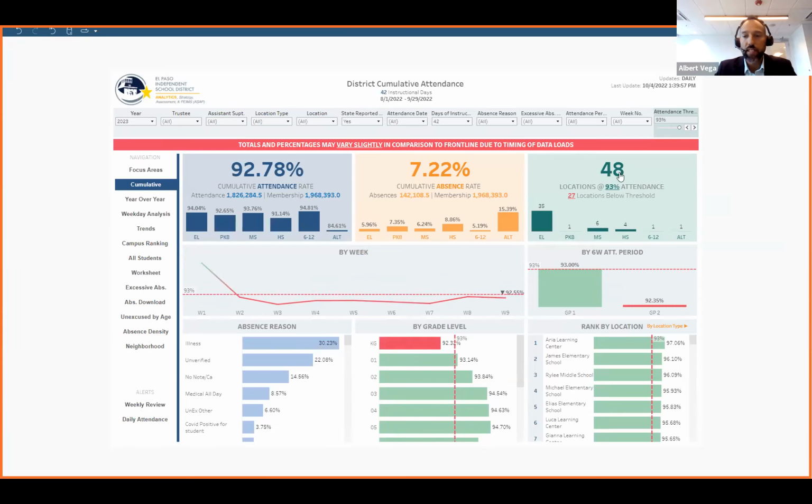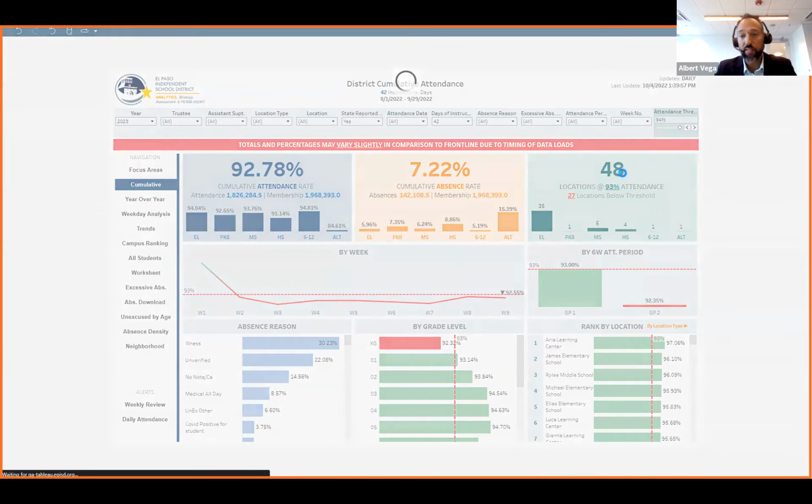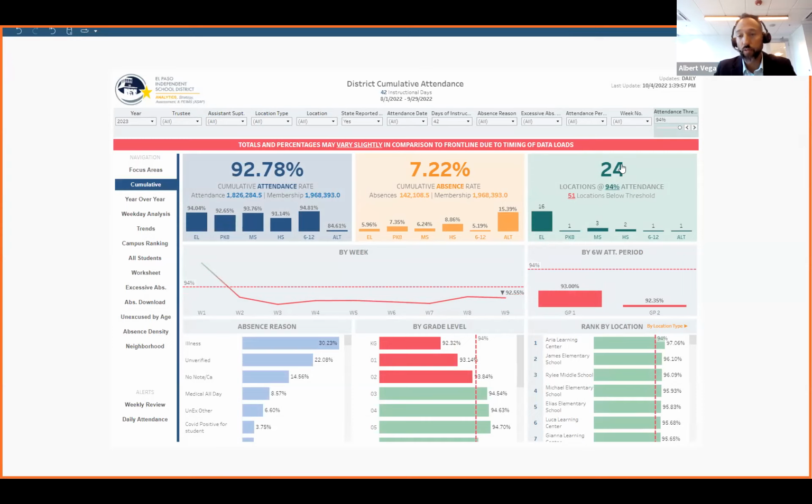Besides looking at the threshold, we identify the total number of campuses that have met that threshold. You can see in this case, we have 24 campuses that are at 94%. We also have identified those that are below. So we have 51 campuses below. By week, we can see how the attendance rate has gone from 97% in week one and has significantly dropped throughout the year and has started to slightly increase, with the exception of this week where it's dropped down to 92%. We look at attendance period.